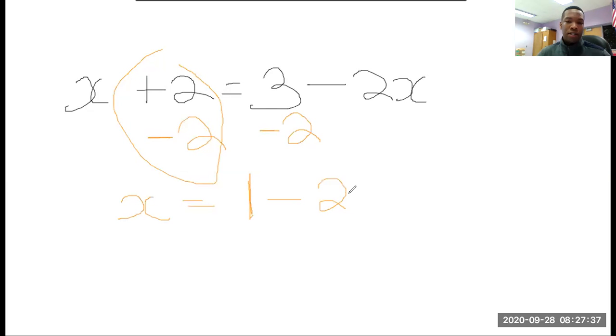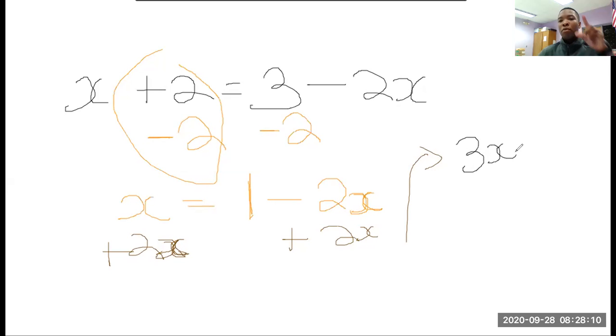minus 2x. I still need to do more. I need to get rid of that 2x right there. Since there's a minus sign in front of it, I have to do plus 2x, right? And whatever you do on one side, you got to do it to the other side. And yes, I'm going to put this 2x underneath this x because they're the same terms. They both have x's. So x plus 2x is 3x.